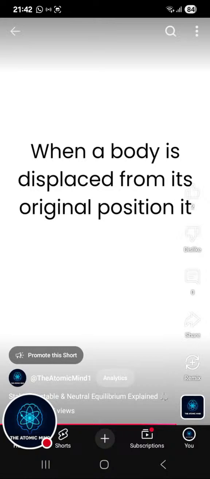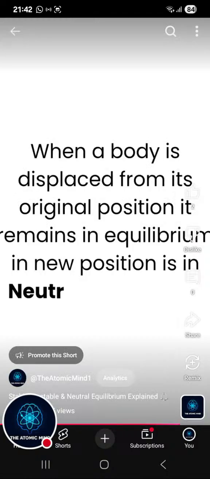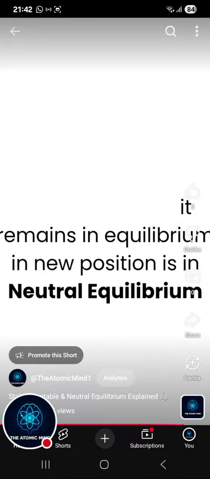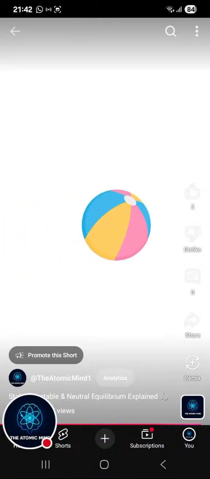Neutral equilibrium. A body that, when displaced from its original position, remains in equilibrium in the new position is in neutral equilibrium. Consider a ball placed on a horizontal surface in equilibrium. When it is displaced from its previous position, it remains in equilibrium in the new position. This is neutral equilibrium.